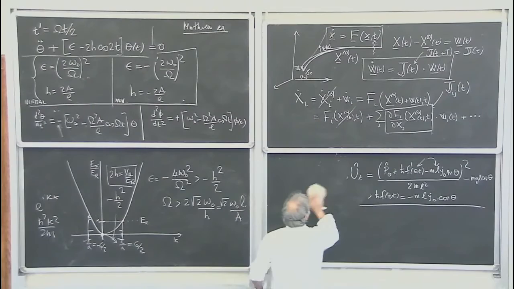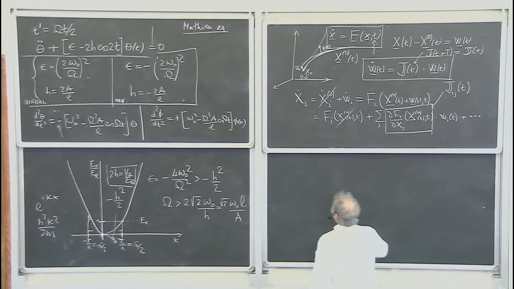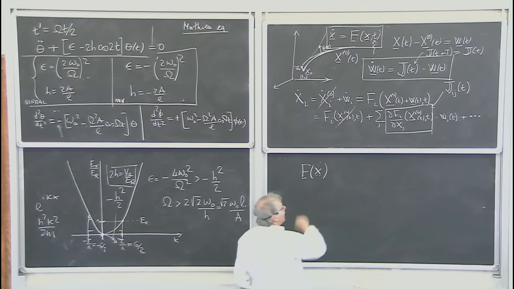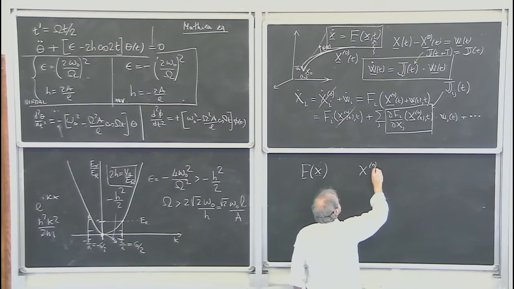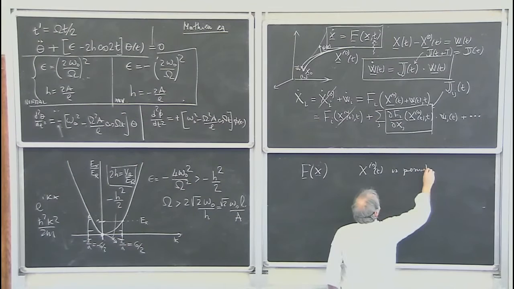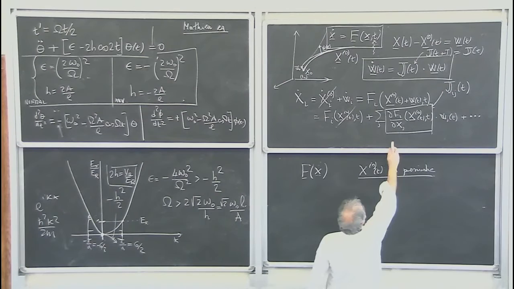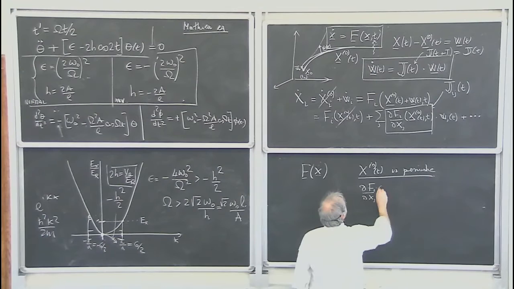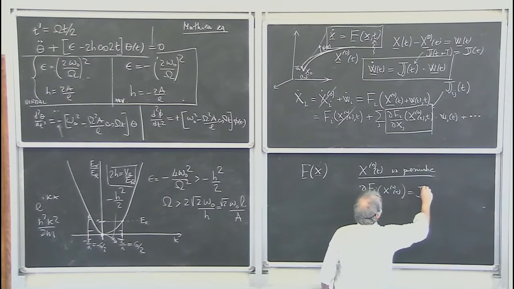So the first possible situation is the following. You have an autonomous system, so the F doesn't depend on time. But x_0, the reference trajectory, is periodic. Then you notice immediately that this object here, the derivative of f_i with respect to x_j calculated at the reference trajectory, which is by definition your Jacobian, is periodic.